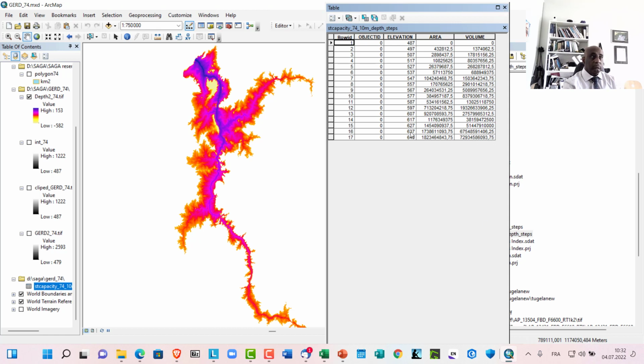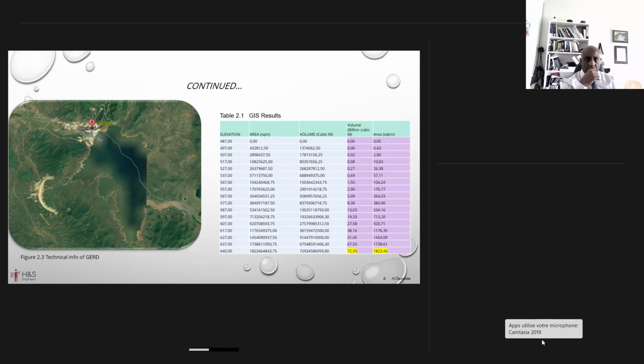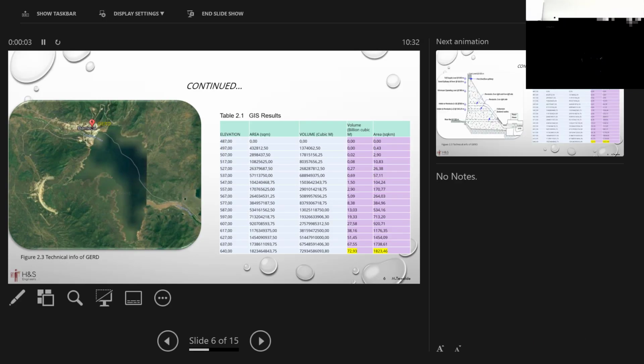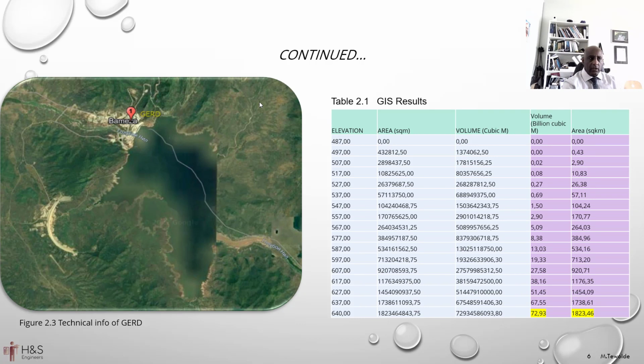So this is very important for analyzing the hydrology of the dam, the reservoir routing, and calculating the outflow hydrograph. Now to the hydrology. We have done the ArcGIS work, measuring everything, and we have got the result. See, this is the result, and the result is okay. We have got it.